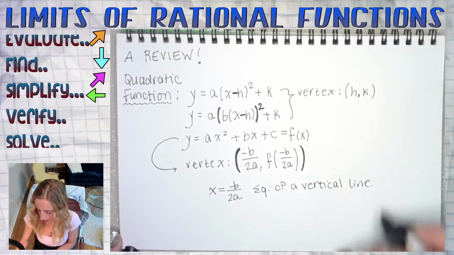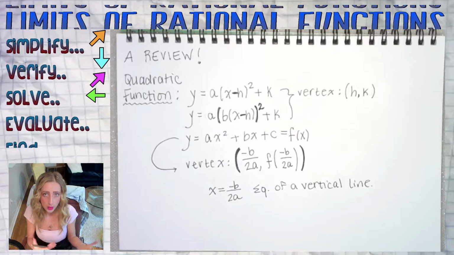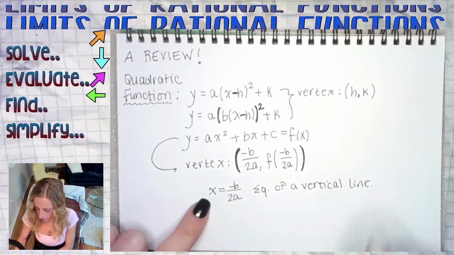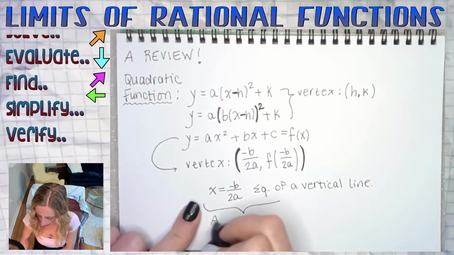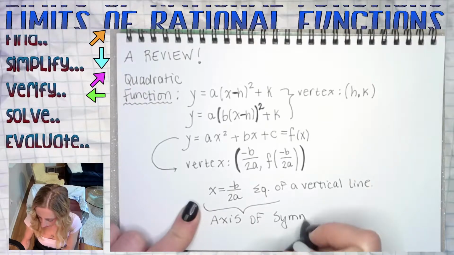Anytime you have x equals a number, that's an equation of a vertical line. When you have an equation y equals a number, that's the equation of a horizontal line. This equation of a vertical line represents the axis of symmetry.